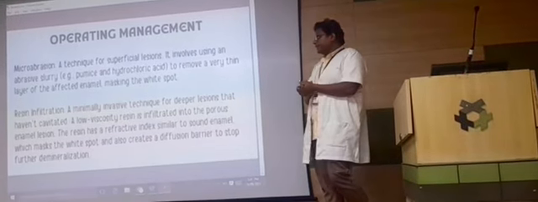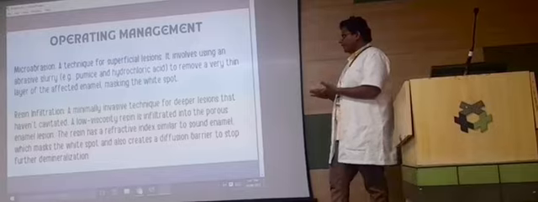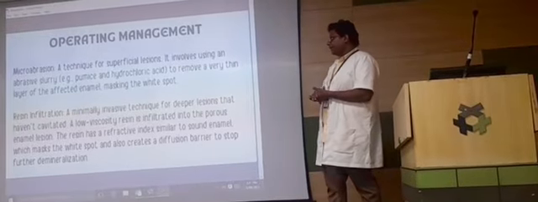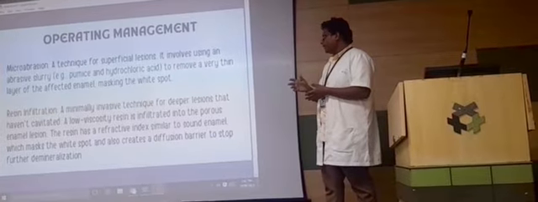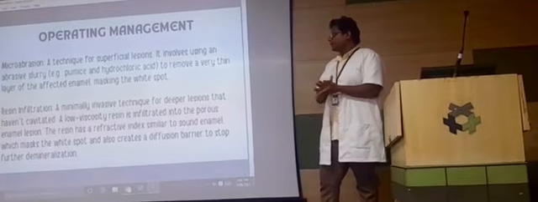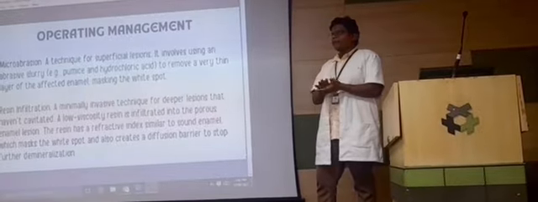Next is the resin infiltration, a minimally invasive technique for deeper lesions that have not been cavitated. So resin infiltration is used for the non-cavitated lesion. A low viscosity resin is infiltrated into the porous enamel lesion. The resin has a refractive index similar to sound enamel, which masks the white spot and also creates a diffusion barrier to stop further demineralization.